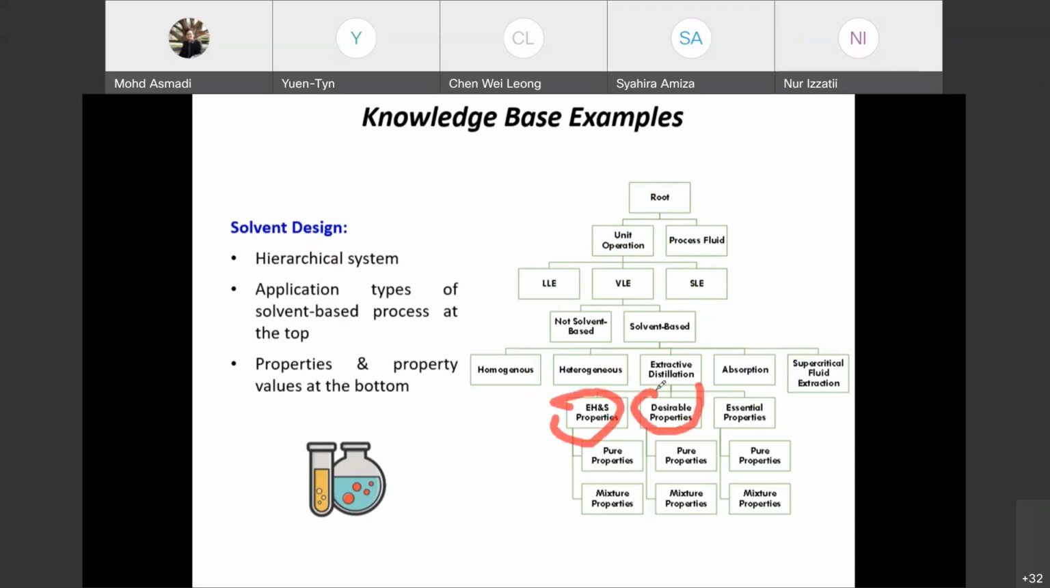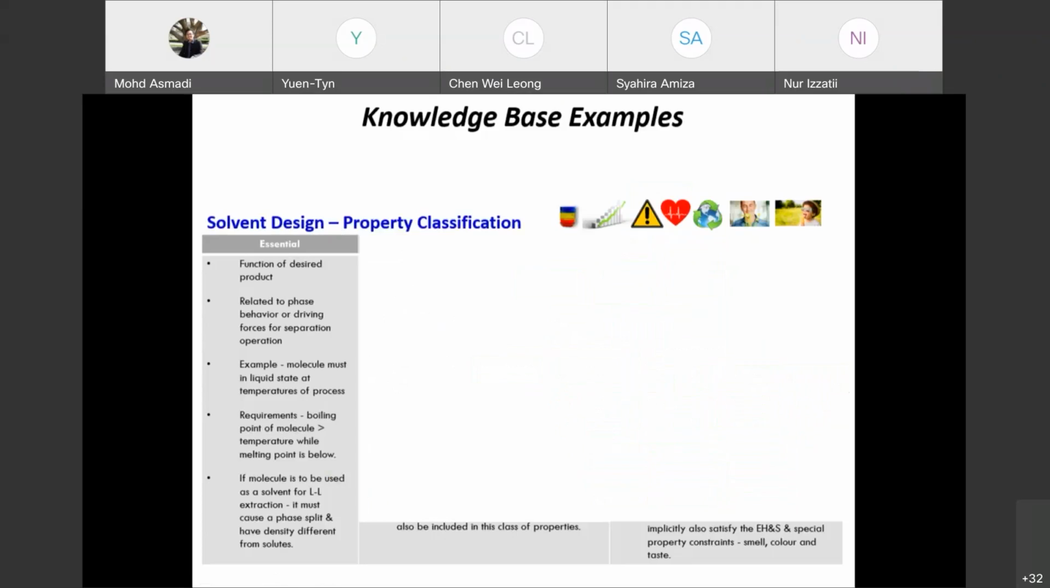There's something that we can measure. Okay. So what are essential properties, desirable properties, and EHS properties? Look at here, the essentials. Okay, function of the desired product. Example, the molecule must be in liquid state at the temperature of the process. The requirement is the boiling point of the molecule must be more than the temperature, the melting point.